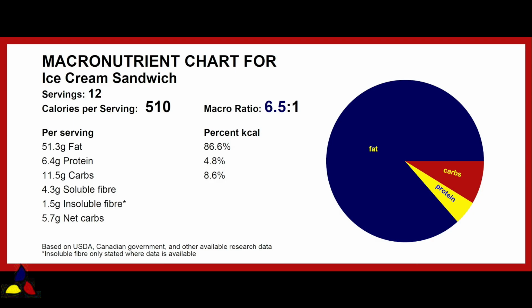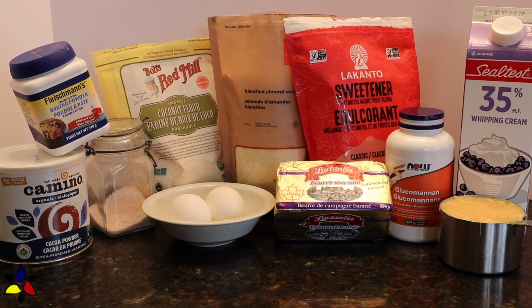The macronutrient ratio for each ice cream sandwich is 6.5 to 1, with 11.5 grams of total carbs, 4.3 grams of soluble fiber, 1.5 grams of insoluble fiber, resulting in 5.7 grams of net carbs per entire ice cream sandwich. So let's get right to it.